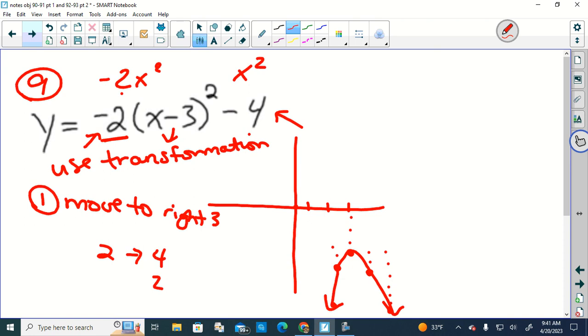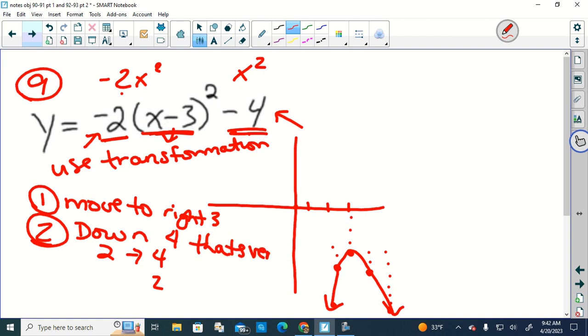The first part was this part. The second part was this part, which tells you which direction to shift it. So we went down 4, and that's the vertex. Then from there, you remember your pattern: over 1, up 1, over 2, up 4. Unless there's a number in front of it, then your second part is over 1, but you have to multiply that by 2 to know where it's going to be.